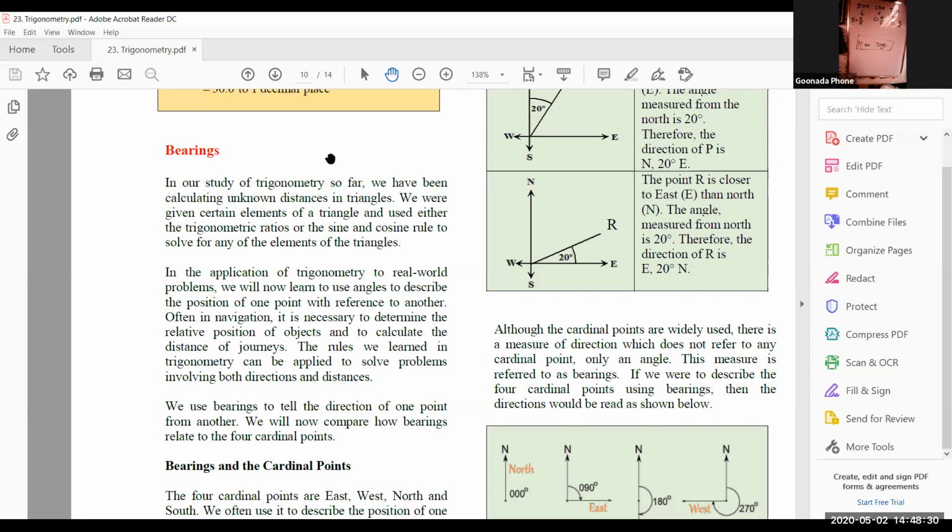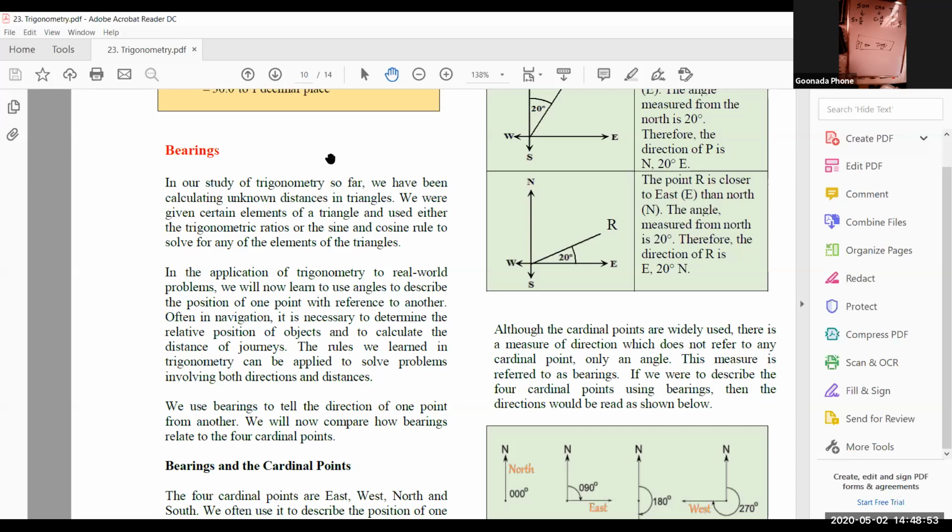In the application of trigonometry to real-world problems, we will now learn to use angles to describe the position of one point with reference to another. Often in navigation, it is necessary to determine the relative position of objects and to calculate the distance of journeys.